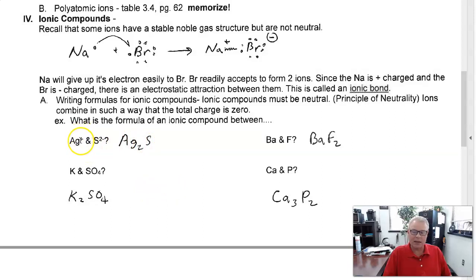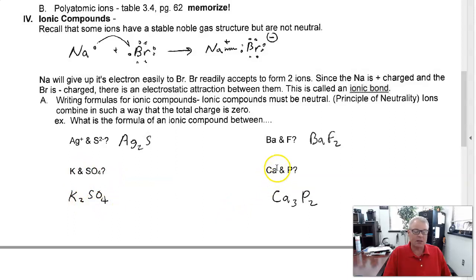What you can do is take the charge on this one, ignore the plus, take the charge on that one, take this number and put it down here, and take that number and put it there. So this becomes Ag2S1, or just Ag2S. This is a barium 2 plus, this is a fluoride minus. Take the 2, put it down here, take the 1, put it there, BaF2. Plus 1 and minus 2, take that 2 and put it down here, take that 1 and put it there, K2SO4.